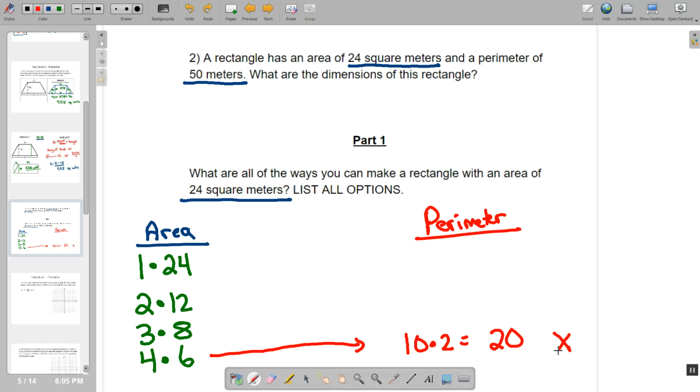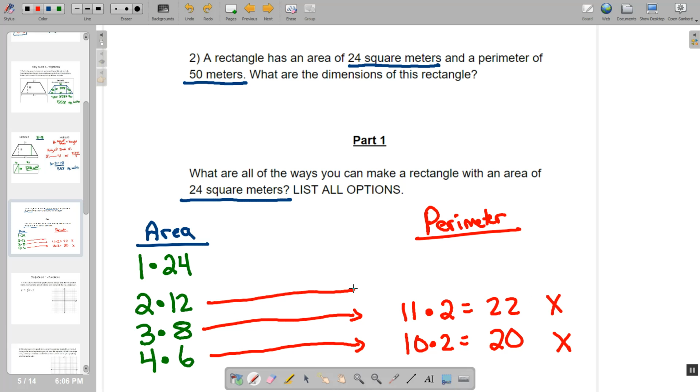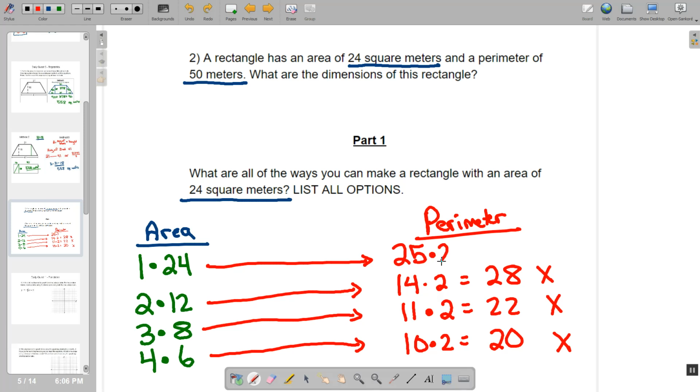for the bottom one. That is not correct. For the next one, I'm going to do 11, because that's 3 plus 8 times 2, giving me a perimeter of 22, which is also not correct as well. Our next one, I'm going to do 14 times 2, which gives me a perimeter of 28, also is not our 50. But our last one, I'm going to do 25 times 2, which is equal to 50. And that is our correct answer.